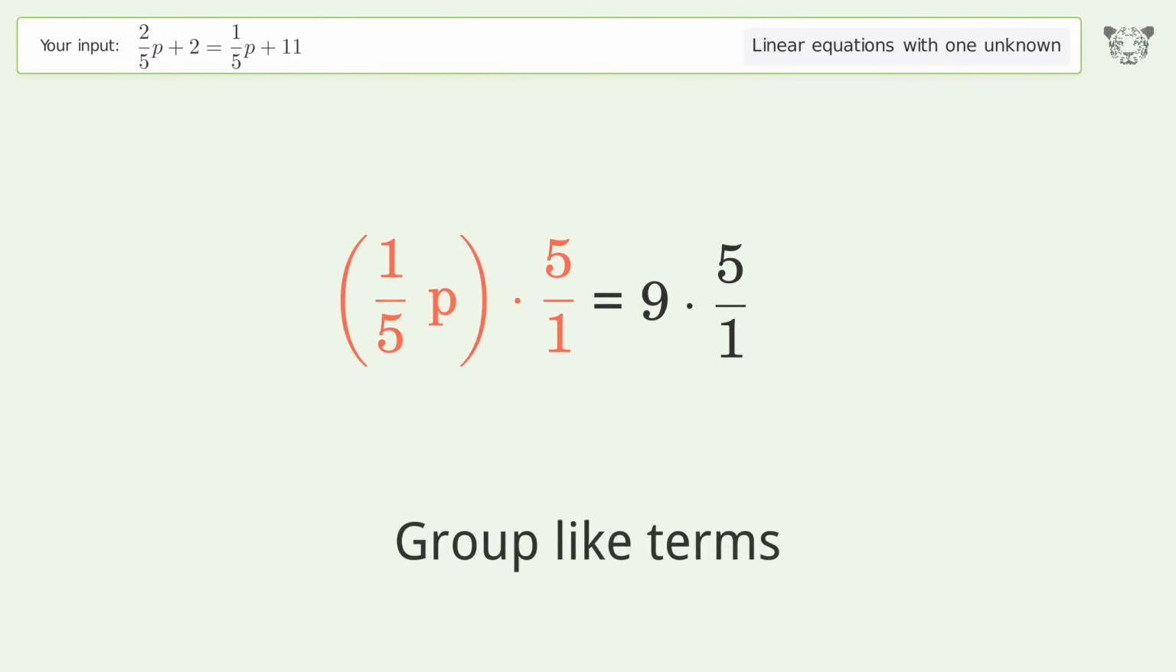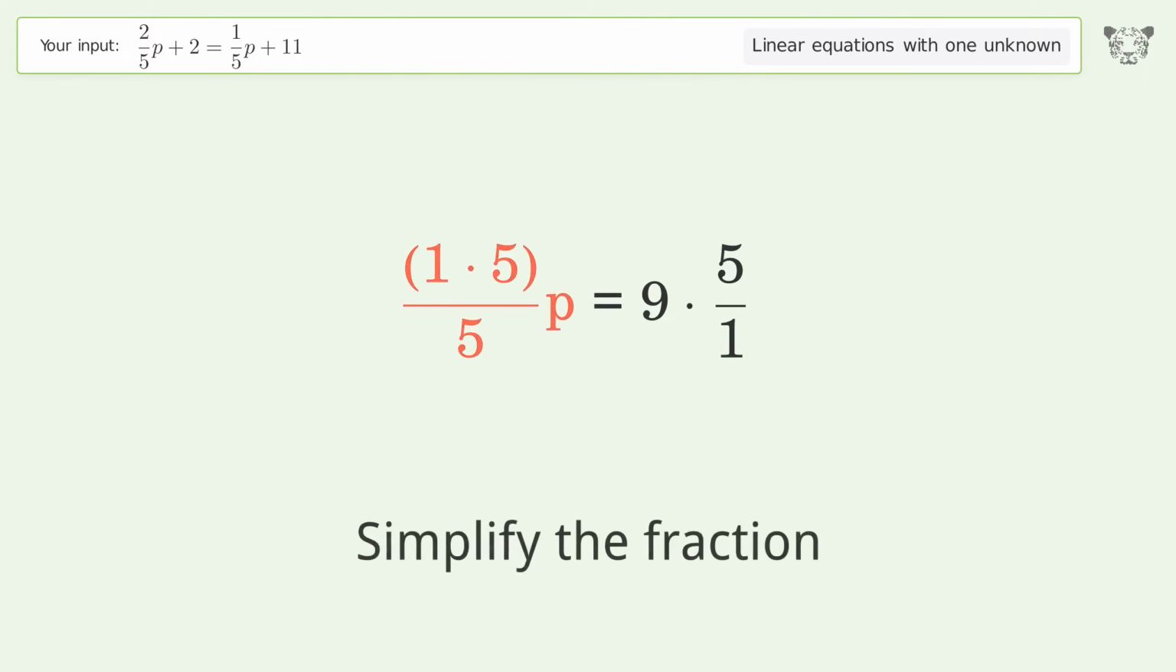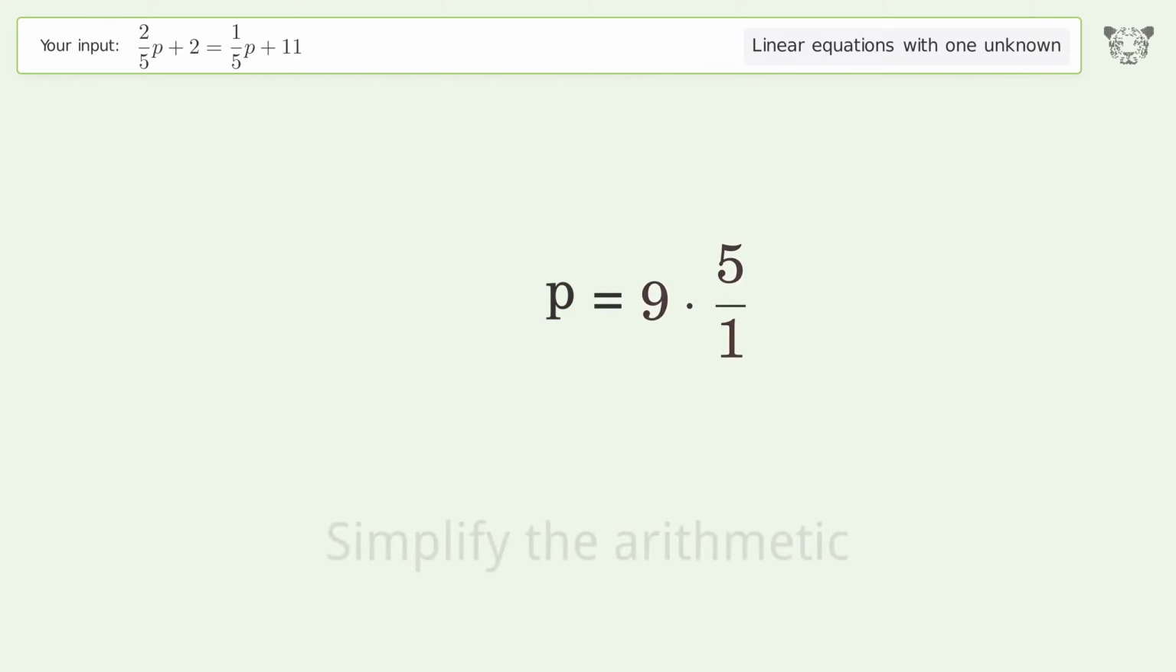Group like terms. Multiply the coefficients. Simplify the fraction. Simplify the arithmetic. And so the final result is p equals 45.